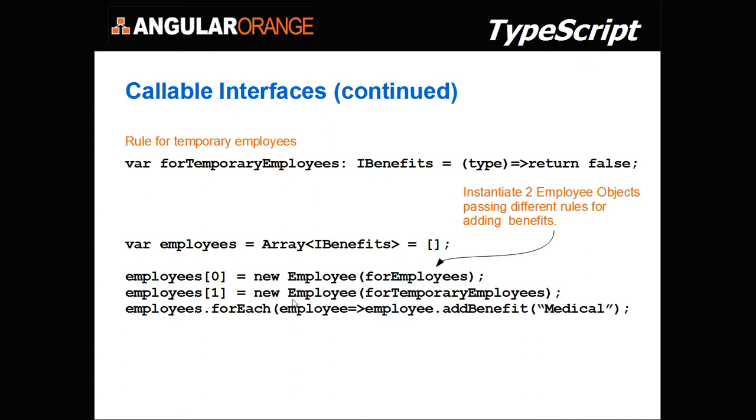And then when you go and use the forEach function against the array, for each employee in the array, you add a benefit. So the first method call on the first object in the array uses one rule, and then the second employee in the employees array uses a different rule. And like I said, it's implicitly a little bit more complex than operator overloading, but it's still extremely powerful.